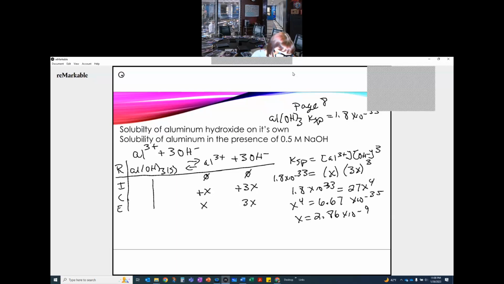Okay? I'm trying to be consistent with sig figs, so this should actually be 2.9 because it's 2 sig figs because my Ksp was 2 sig figs, so that's how I got that number of significant digits. So 2.9 times 10 to the minus 9th. Okay, this is a molar solubility, so this is moles per liter. That is also equal to the concentration of Al3+, and of course my OH- on its own.